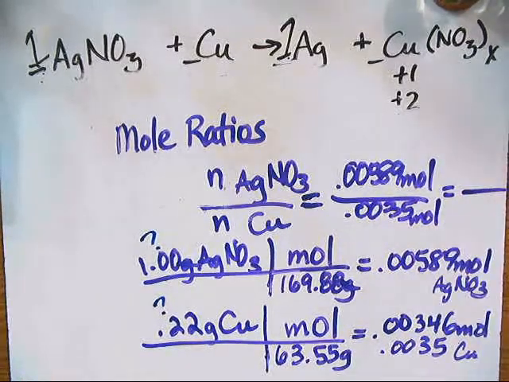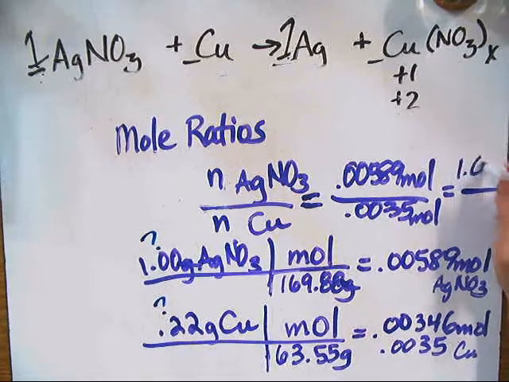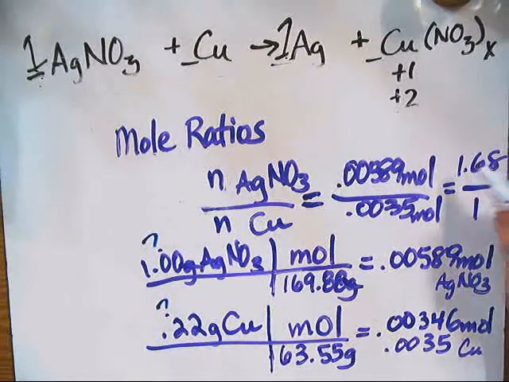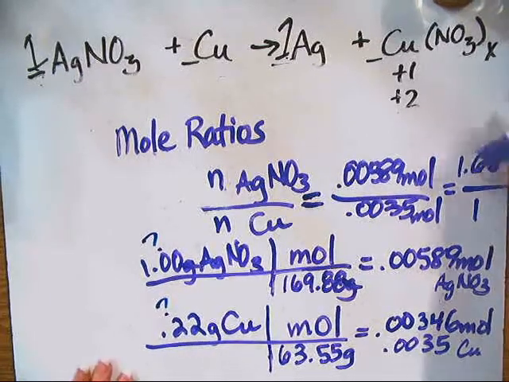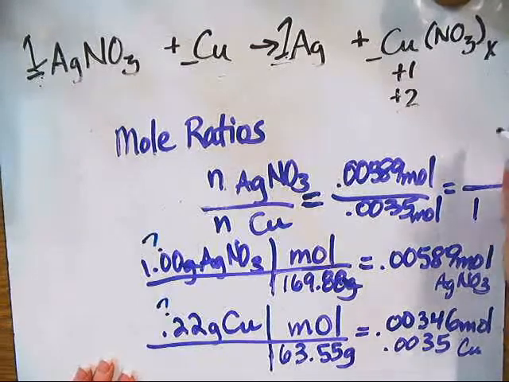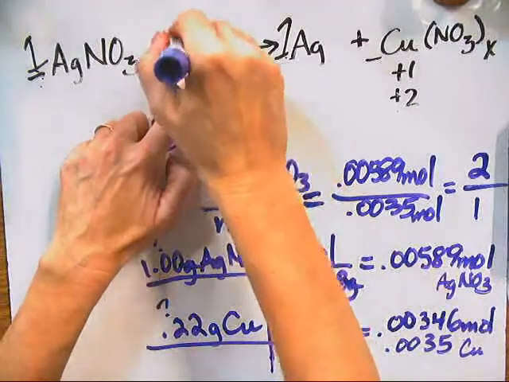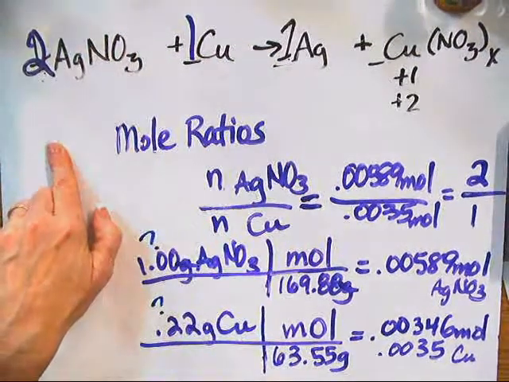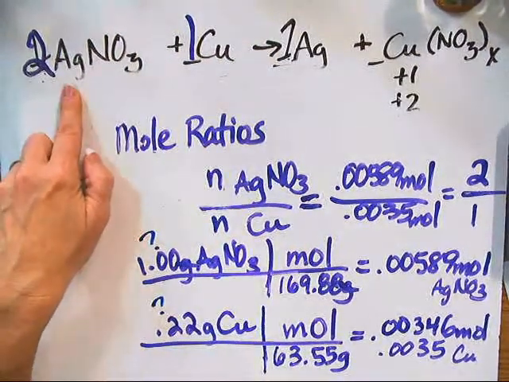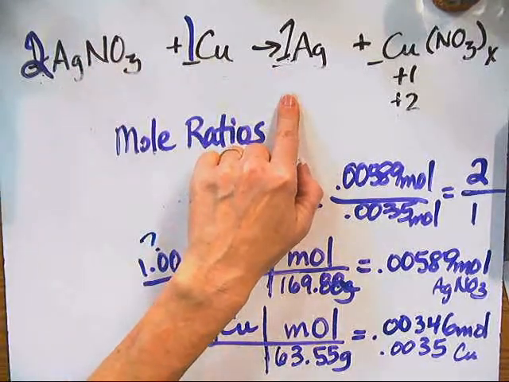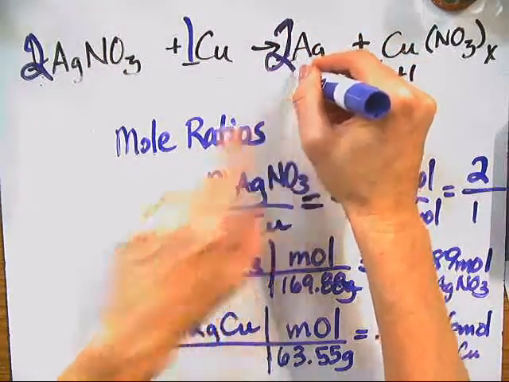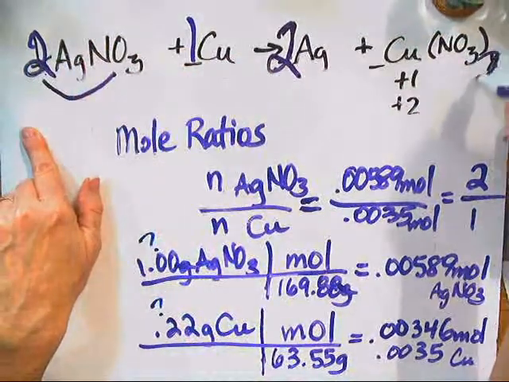So I'm going to take my 0.00589 moles. That was silver nitrate. And then in the denominator, I'll take my moles of copper, which is 0.0035, and I'll divide and see what closest ratio I get. So 0.00589 divided by 0.0035 equals 1.68 to 1. Now, is that closer to 1 to 1 or 2 to 1? I would say in this case it's closer to 2 to 1.